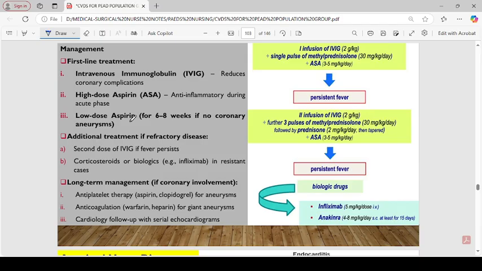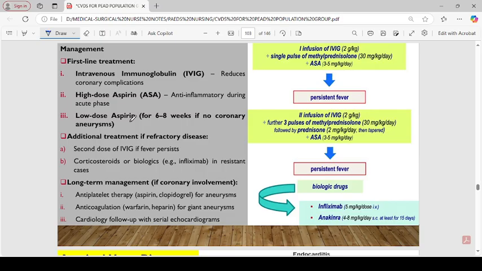So the first line treatment of Kawasaki disease involves IV immunoglobulin, that is IVIG, which reduces coronary complications, and high dose aspirin, that is ASA, as anti-inflammatory during the acute phase, and low dose aspirin if there is no coronary aneurysm.